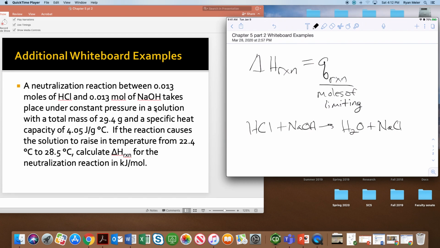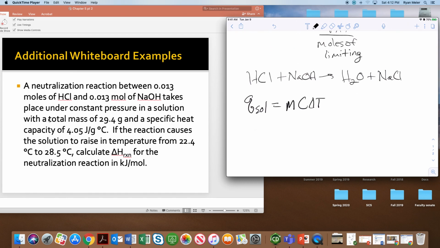What we need to find is Q of our reaction. Well, if we look at the information they give us, we have a mass, we have a specific heat, and we have a temperature change. But the problem is those aren't for our reaction, those are for our whole solution that everything's taking place in, right? And so we can find Q of our solution by doing our normal MC delta T equation.